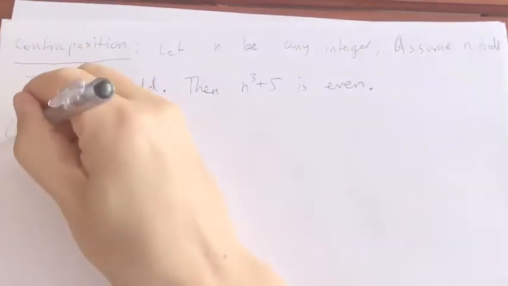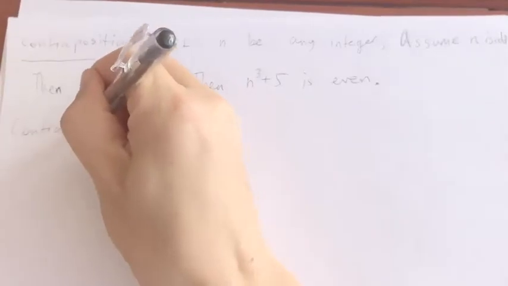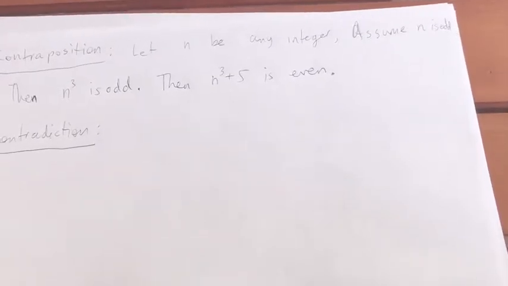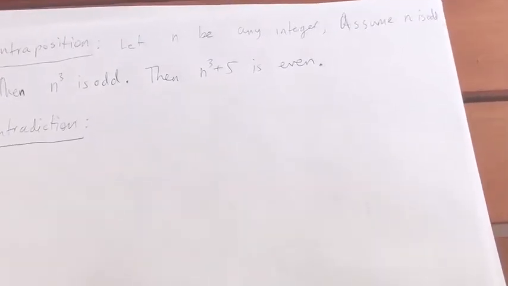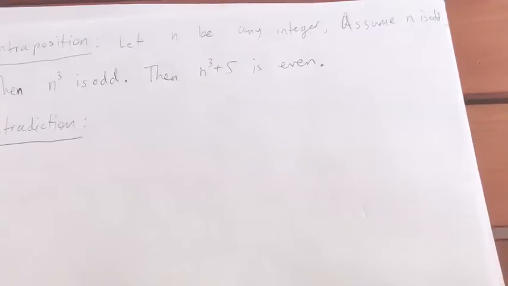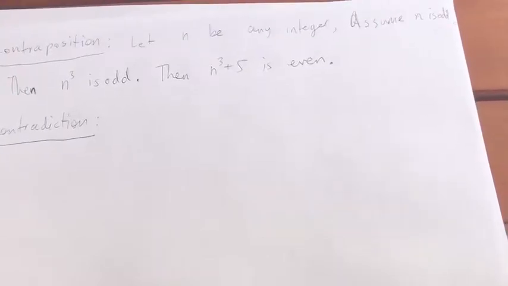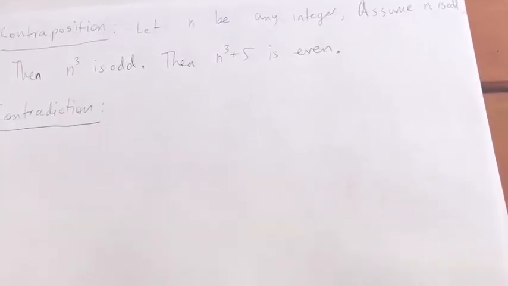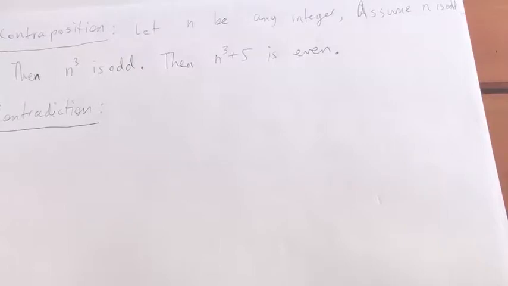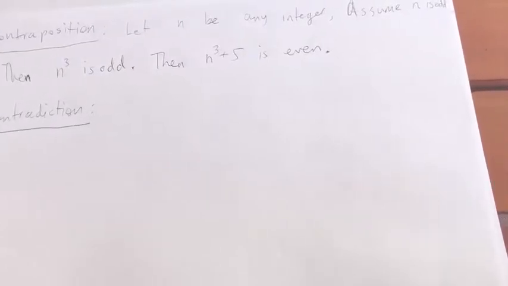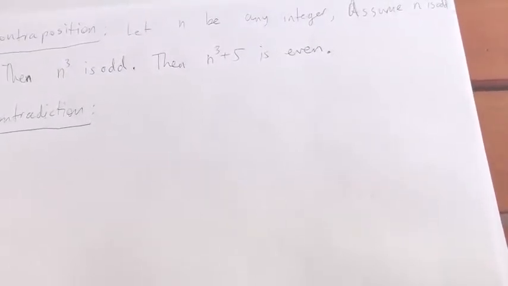So contradiction is basically: suppose that the claim is false. Supposing the claim is false, especially A implies B, is basically supposing A is true and then supposing B is false.